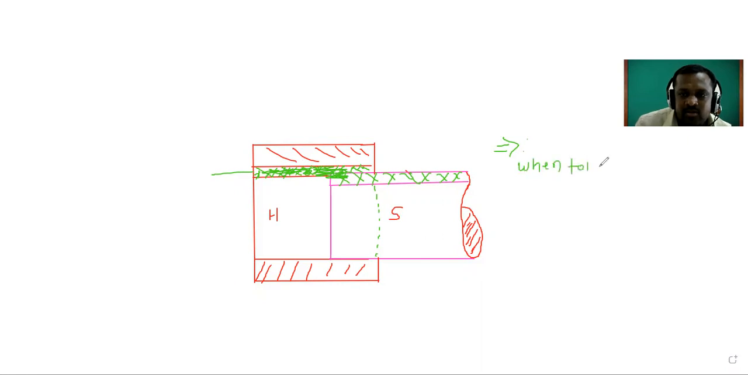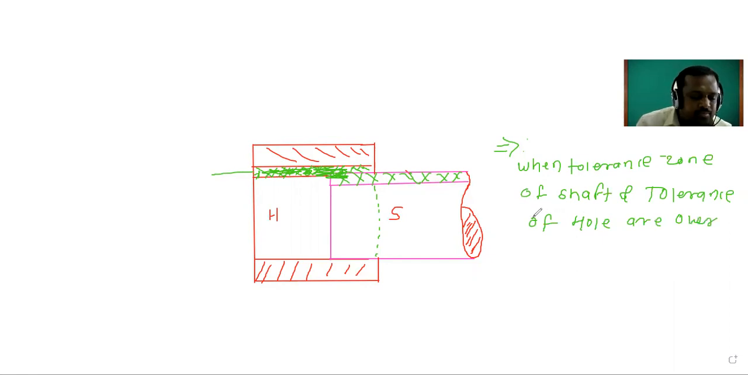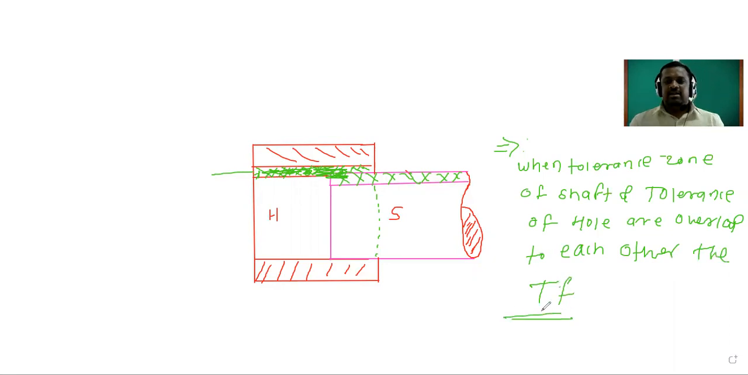When the tolerance zone of shaft and the tolerance zone of hole overlap each other, then we can call it the transition fit. So this condition is called the transition fit. Means in the transition fit, the tolerance zones of shaft and hole are overlapping each other.